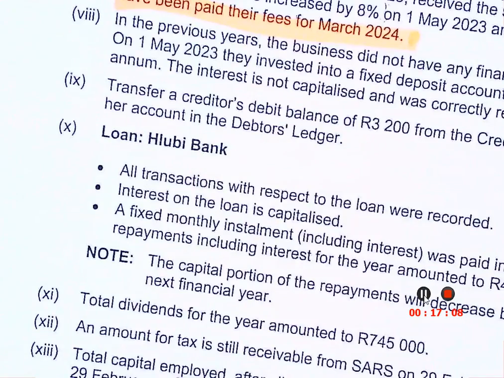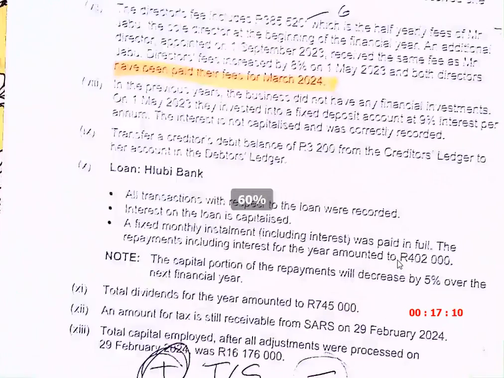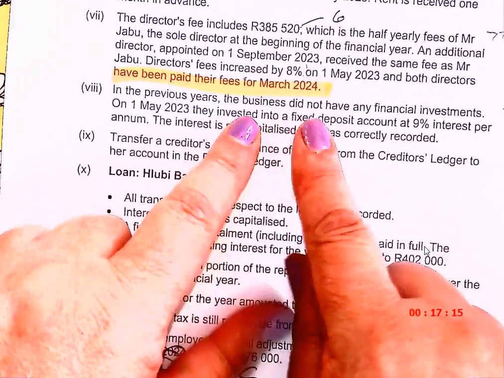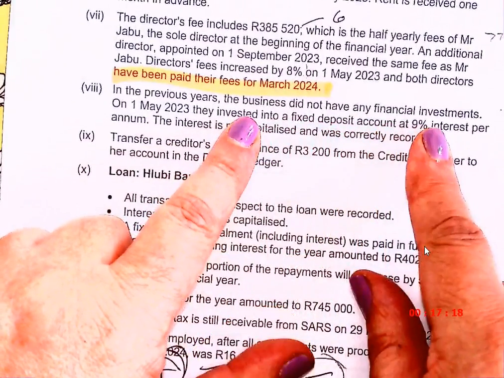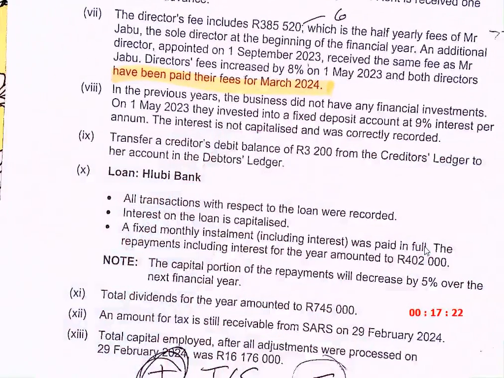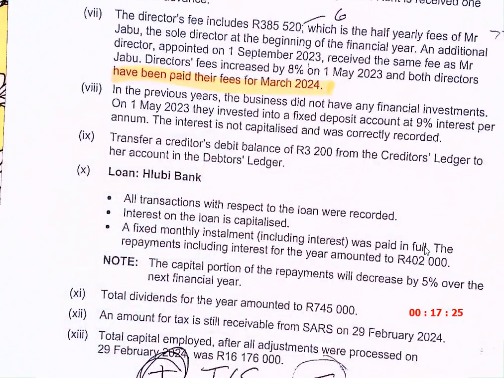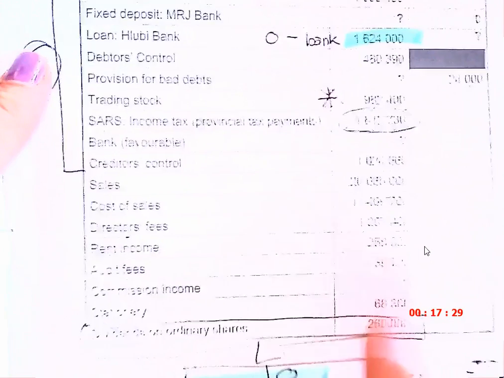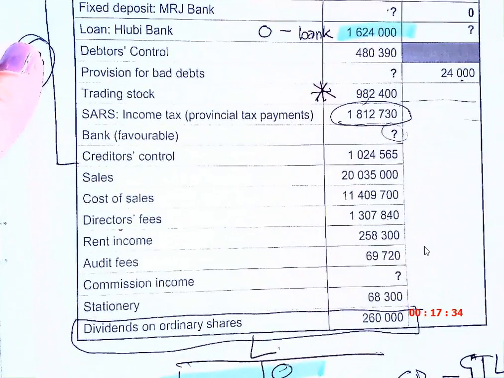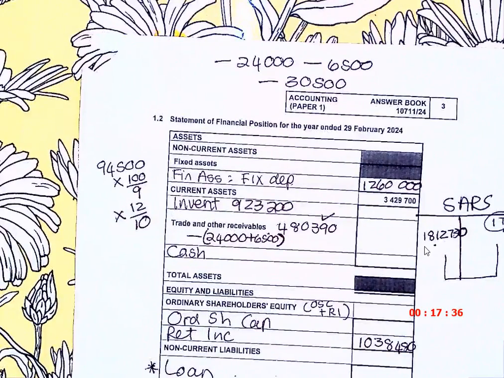You see that? Okay, so the question is, how do I know there's no other interest income? If you read here, the business did not have any financial investments. They tell you. And even if they didn't tell you, where else would you see if there's interest income? If you would see it here in the trial balance, they would have given it to you here. Or they would have mentioned it. Okay. So, let's go on.